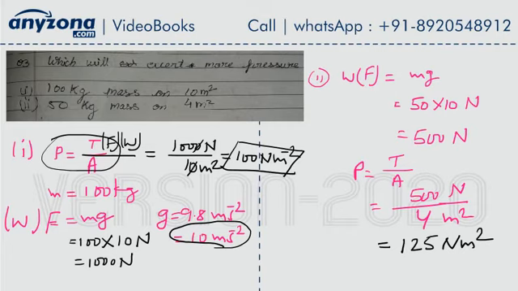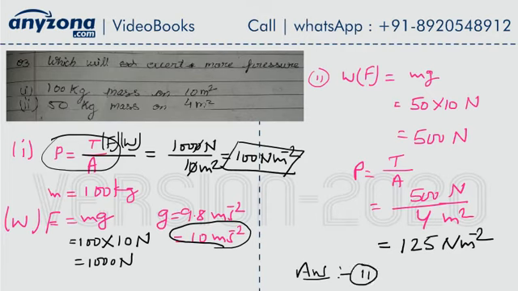So in the first case, the pressure exerted by the object is 100 Newton per meter square. In the second case, the pressure exerted by the object is 125 Newton per meter square. So the question is, which will exert more pressure? The final verdict is the second. Okay, I hope it's clear.